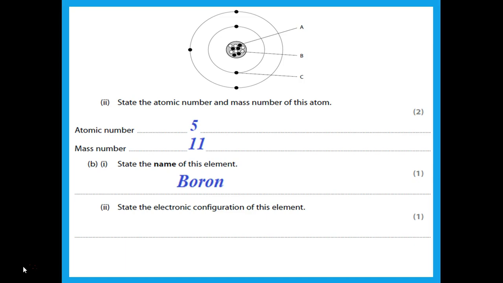What will be the electronic configuration of this element if it has an atomic number of 5? The configuration is 2, 3, just as it's distributed up there: 2 in the first shell and 3 in the next shell.